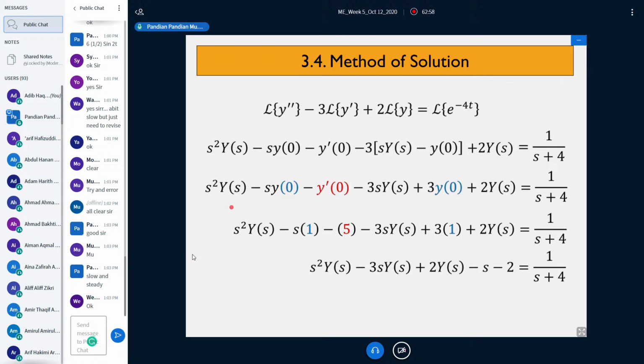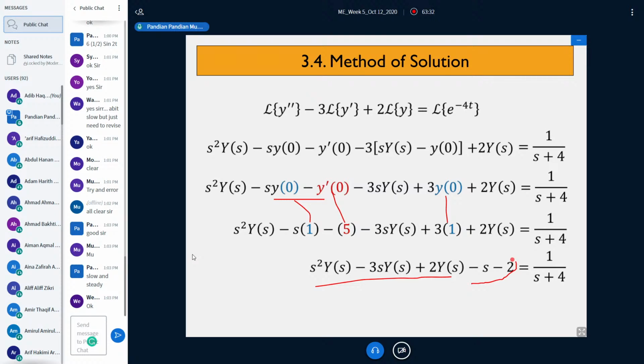Now, s²Y(s), you leave it. y(0) is 1. y'(0) is 5. Minus 3sY(s) plus 3y(0), which is 1, plus 2Y(s) equals 1 over s plus 4. Now, s²Y(s), you leave it as it is. Minus 3sY(s), you are collecting the Y(s), plus 2Y(s). The rest: minus s, minus 5, plus 3, which is minus s minus 2.